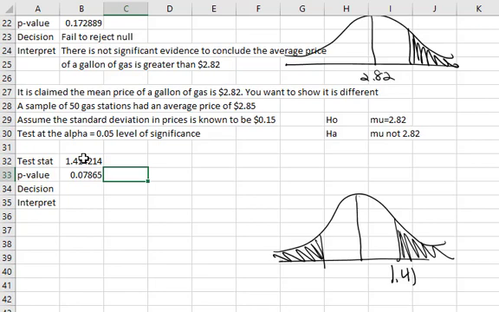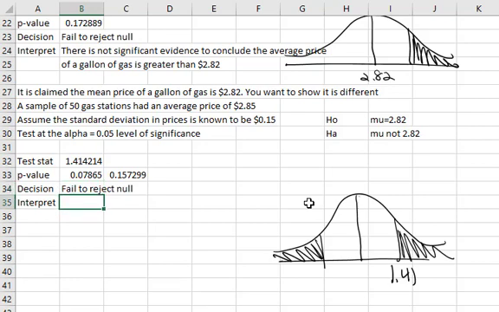The problem with this p-value is that it is just the right tail. To get both tails, we have to double it. So I'm going to say equals 2 times the p-value, or the right tail. And that's going to give me a total area in the tails, a final two-tailed p-value of 0.157299, which again is larger than our alpha, so our decision is to fail to reject the null hypothesis.